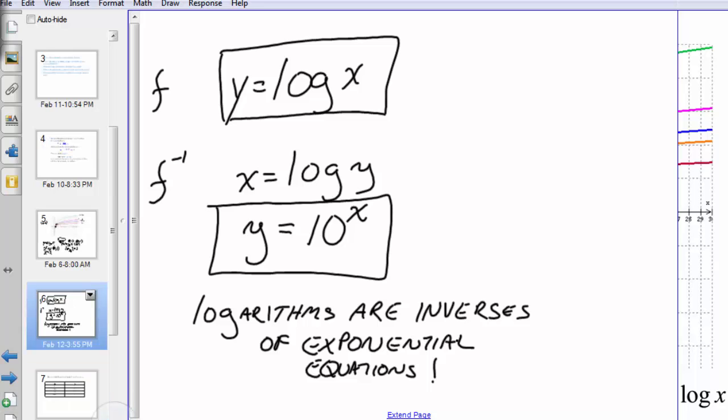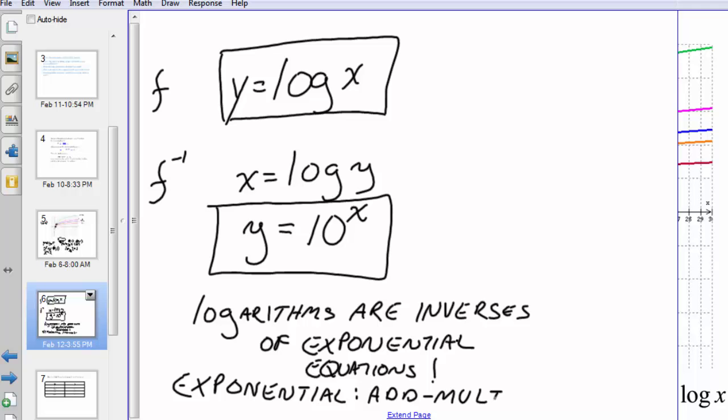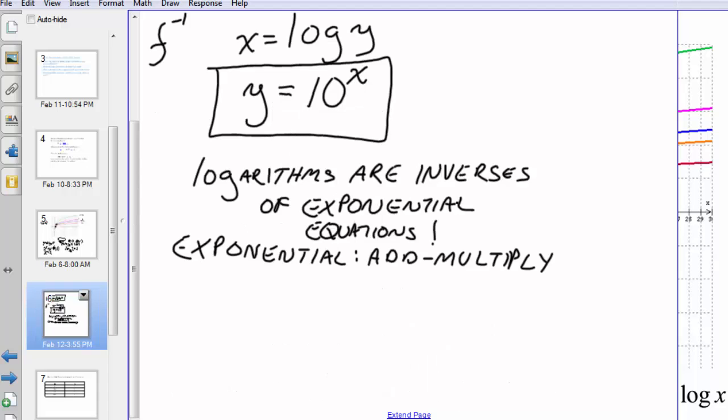Alright, so let's see what we can do with these logarithms. First of all, we've just looked at the patterns for linear equations, power functions, exponential functions, and quadratic. Since we now know that logarithms are inverses of exponential equations, and we know that exponential equations have an add-multiply pattern, what do you think the pattern will be for a logarithmic equation?